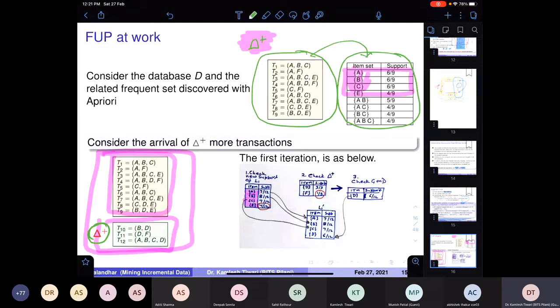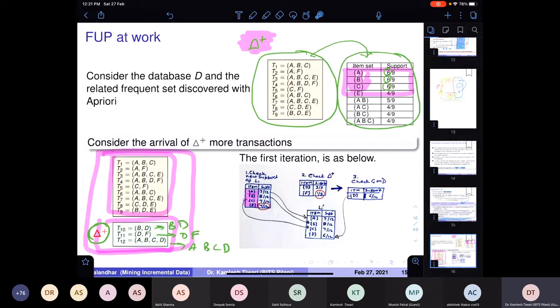The support for them was 6, 6, and 6. Here you get the support for B and D, here the support for D and F, here the support for A, B, C, and D. Let me count it. When B has come, you are going to increase over here. When B has come again, you increase over here. B's initial value was 6, it becomes 8. Everybody understand? It becomes 8. 8 divided by 12, why? Because 9 transactions were there, then 3 more came, so it becomes 8 by 12.